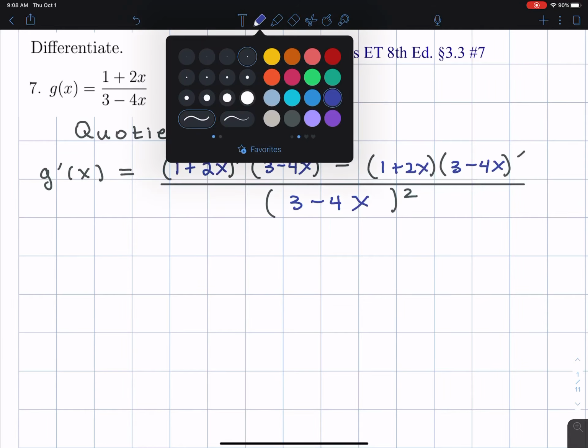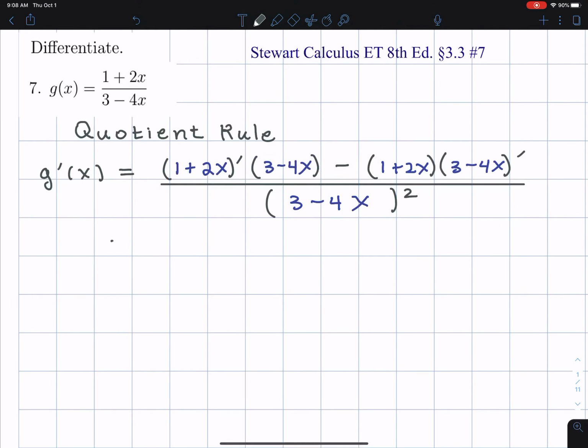Now, what we need to know is how to take the derivative of these pieces here. 1 plus 2x, how do I do the derivative? The derivative of 1 is 0, the derivative of x is 1, so I'm left with just 2. The next part I copy down. Then I come to another derivative. The derivative of 3 is 0. The derivative of negative 4x is negative 4.